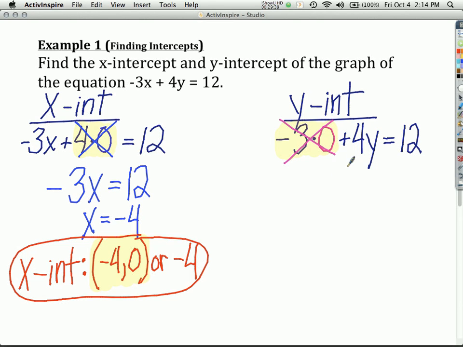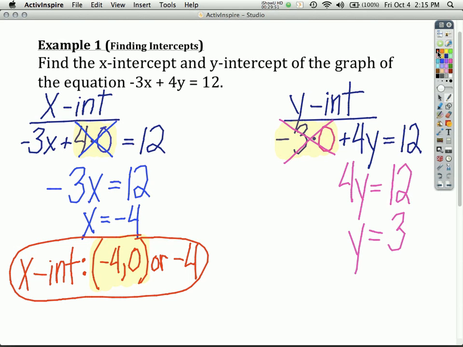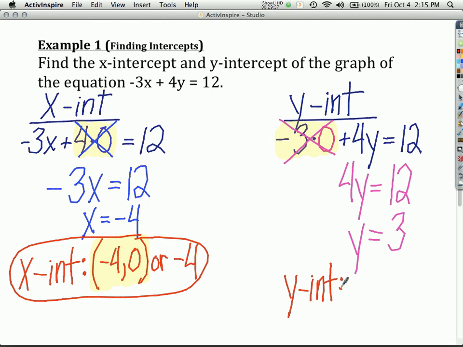So look at the equation we're left with. 4y equals 12. Everyone in this room can do y equals 3 mentally. You don't even need to do anything. But then you need to demonstrate that you understand what's happening here. That this means that the y-intercept is 0, 3, or 3.